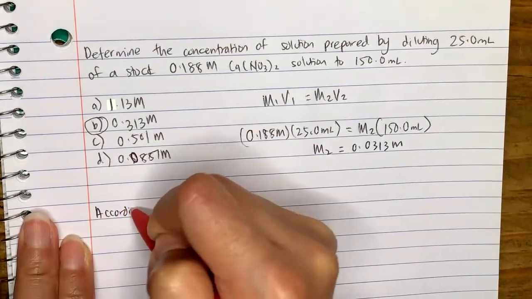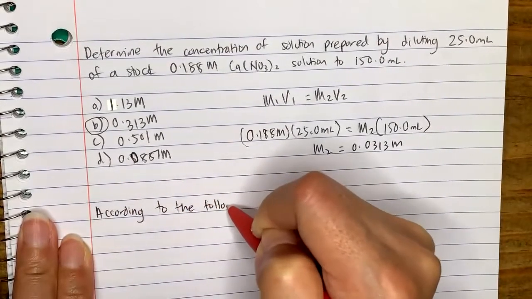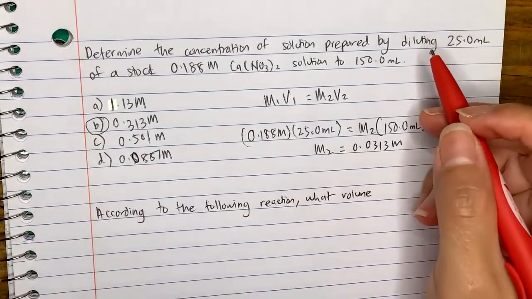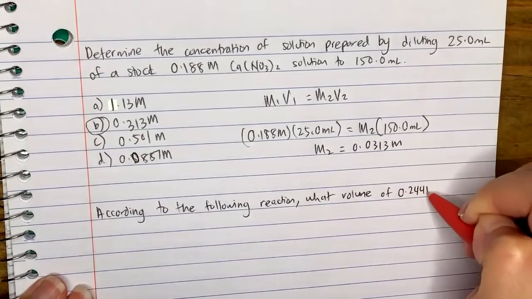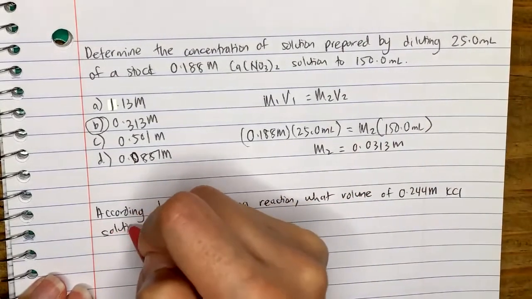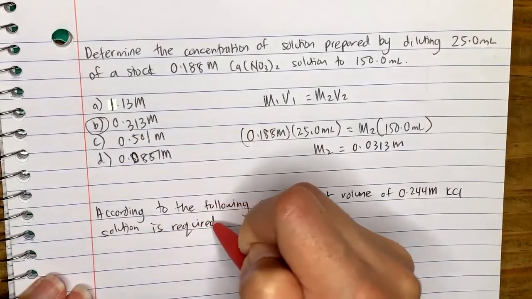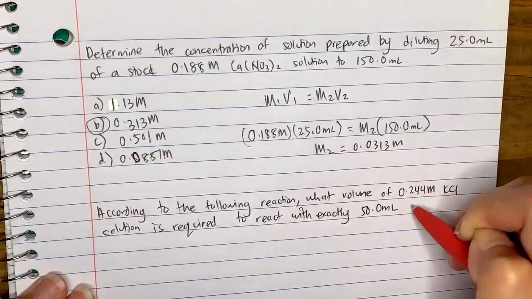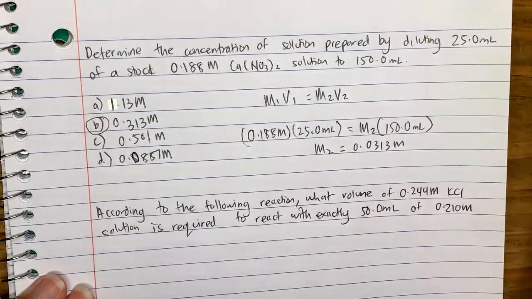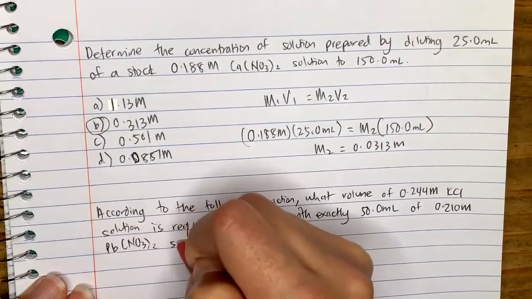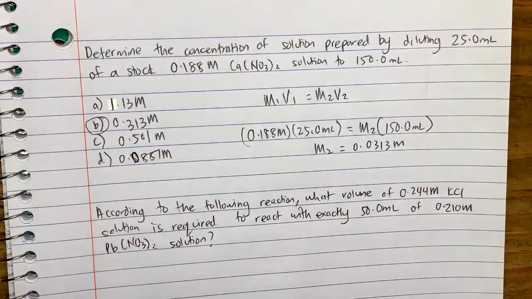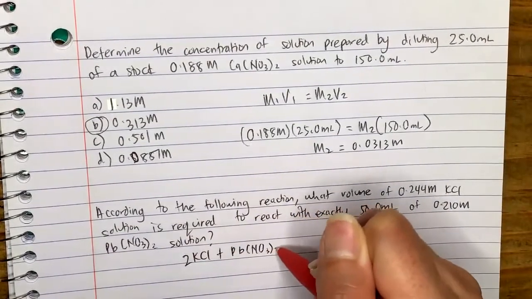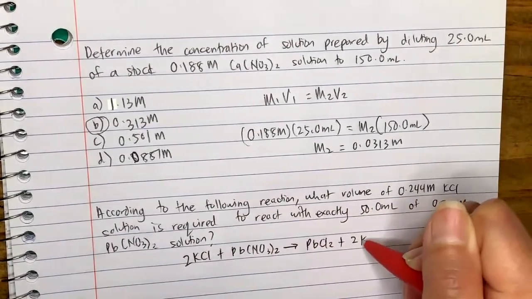This one says, according to the following reaction, what volume of 0.244 molarity KCl solution is required to react with exactly 50.0 milliliters of 0.210 molarity Pb(NO3)2 solution. So the equation given is 2 KCl plus Pb(NO3)2 goes to PbCl2 plus 2 KNO3.